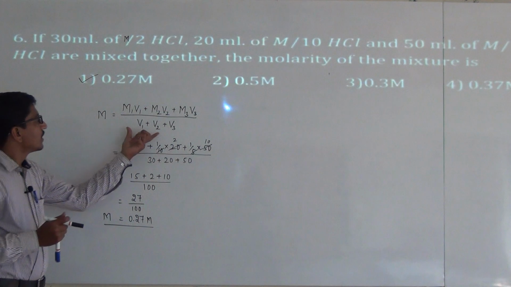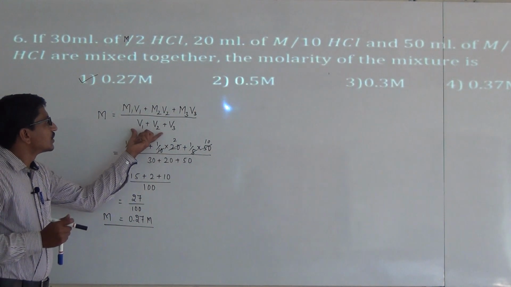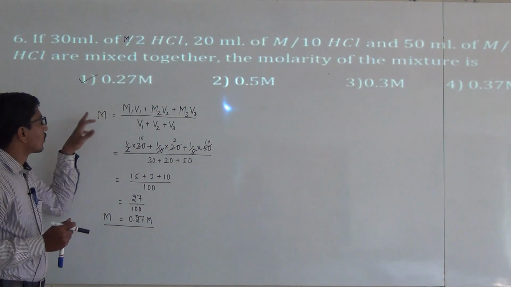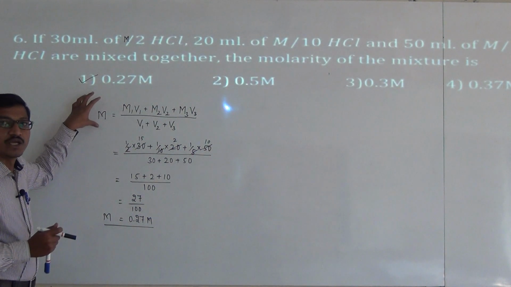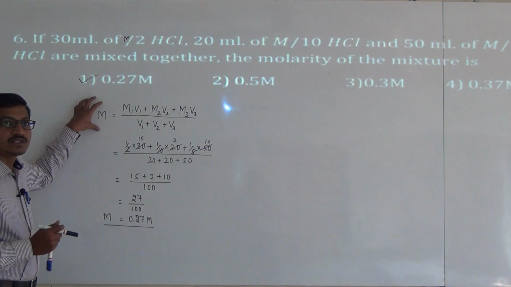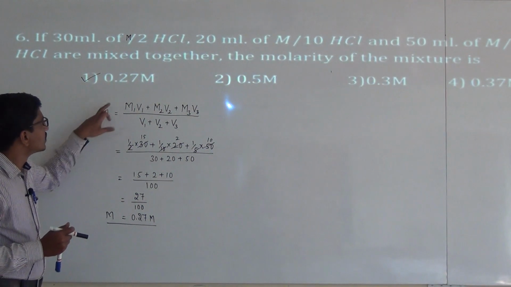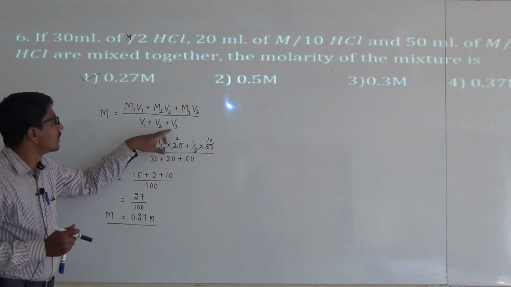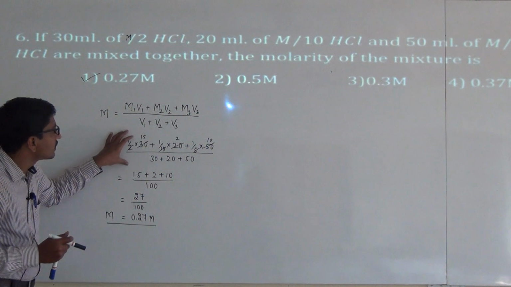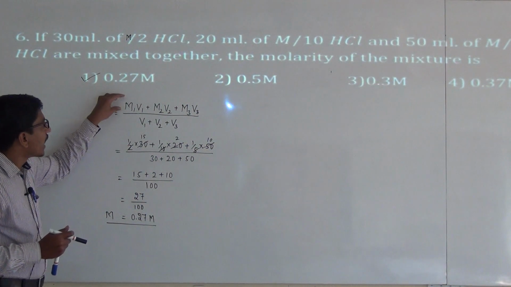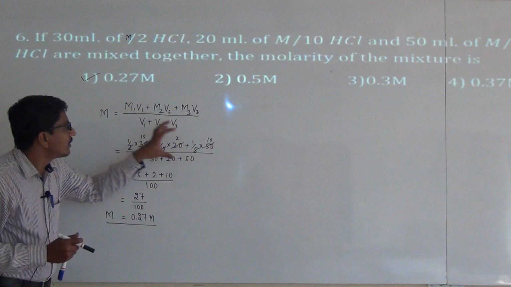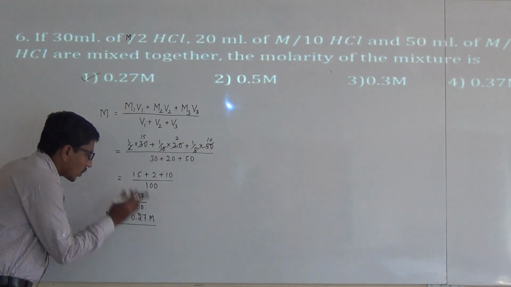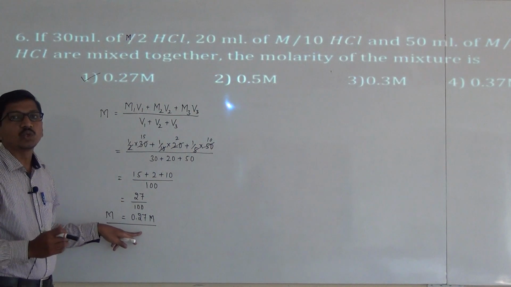The same solutions are mixed, and the molarity of the resulting mixture is calculated by using the formula M is equal to M1V1 plus M2V2 plus M3V3 by V1 plus V2 plus V3. By substituting the values of molarity and volume of the 3 solutions, the resulting concentration is 0.27.